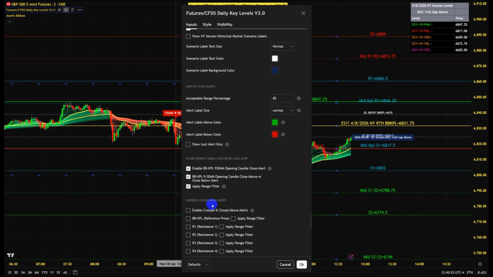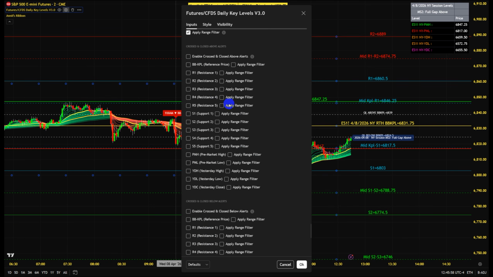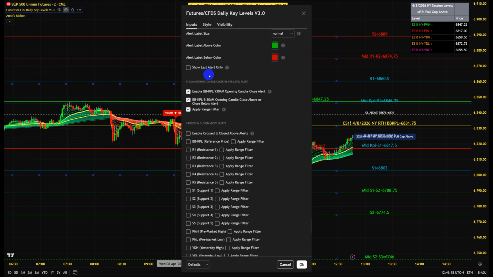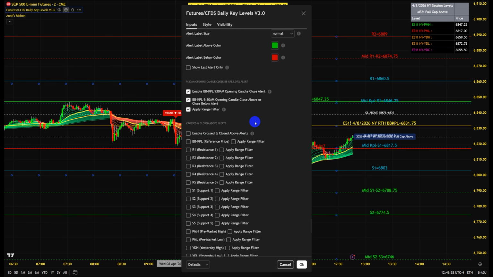And we do have crossed and closed above alerts and crossed and closed below alerts for each of the main key levels, as well as each of the 5 contextual levels. So including the bull bear key price level as well. The one for the bull bear key price level under the crossed and closed above and crossed and closed below is for the rest of the session. This particular alert is only for the opening candle for the BBKPL, whereas this BBKPL alert and this one are for the rest of the session.